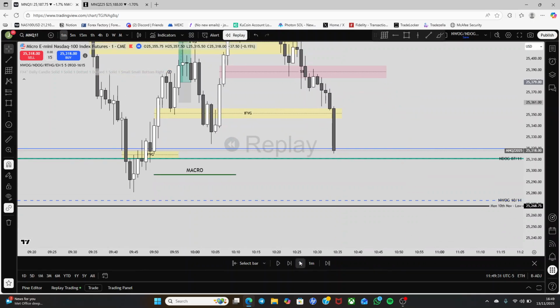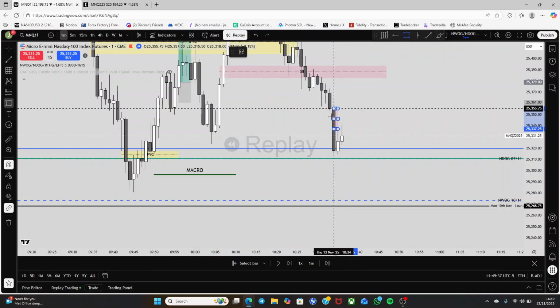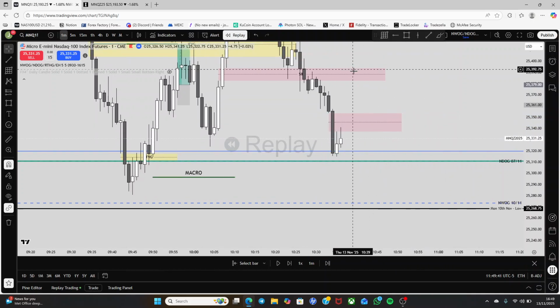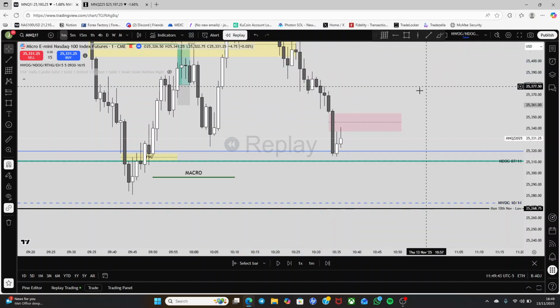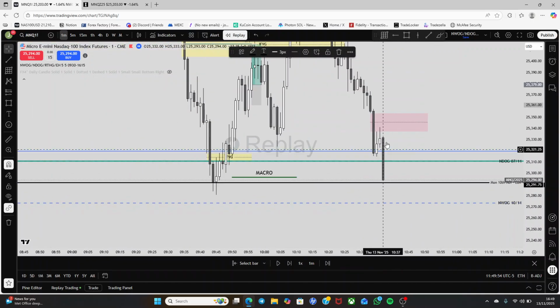Back to the new week opening gap higher. See what reaction we get off this SIBI. Leave this whole upper half. We move lower.